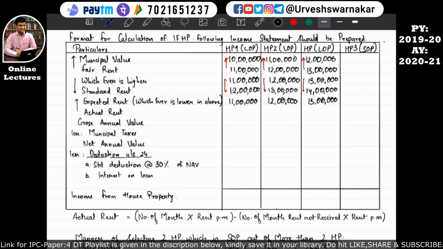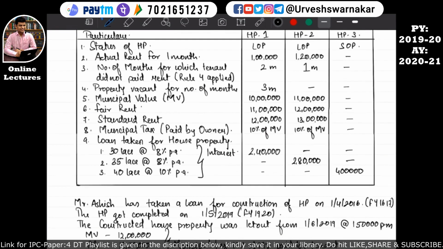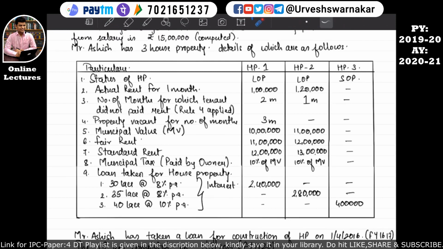So now we need to find out the actual rent for house property 1. So let's come into our question and find out the actual rent for house property 1. For that, there are 3 details given in the question. That is, the actual rent for 1 month is rupees 1 lakh per month. The number of months for which the tenant did not pay the rent is 2 months, and the property was vacant for 3 months.